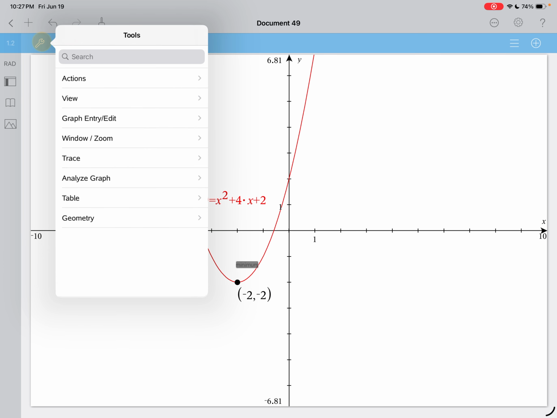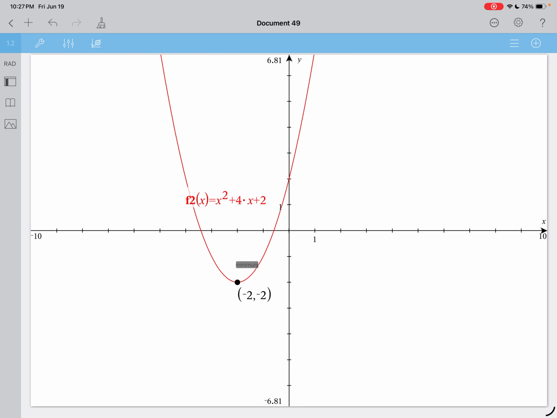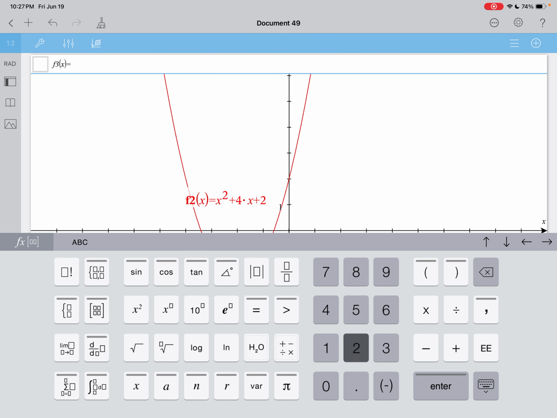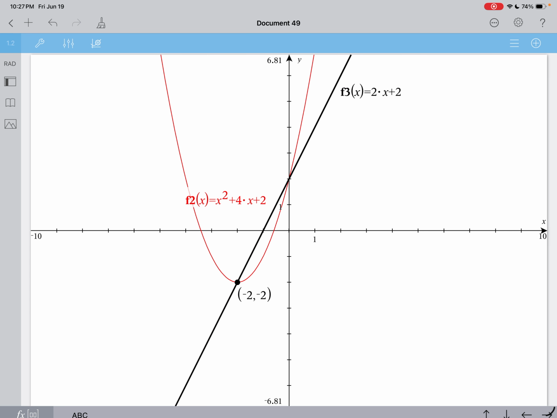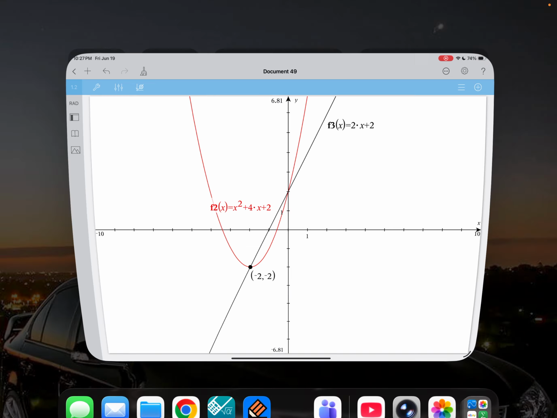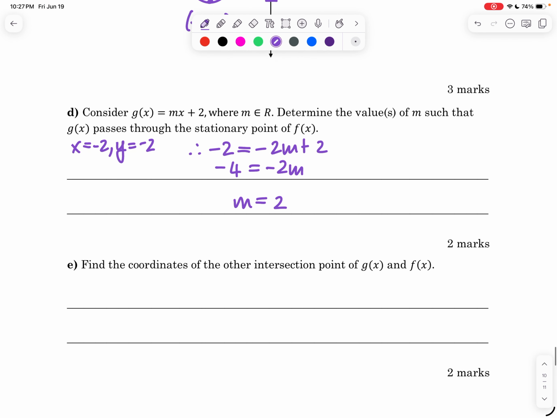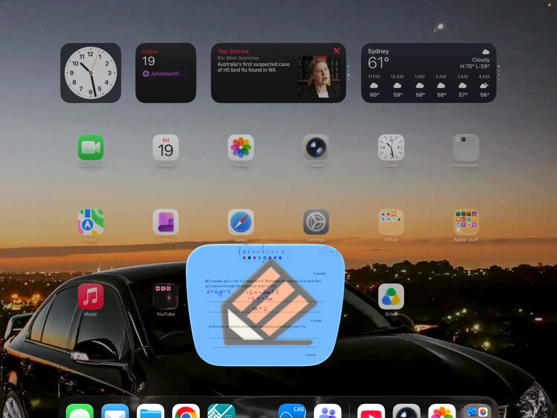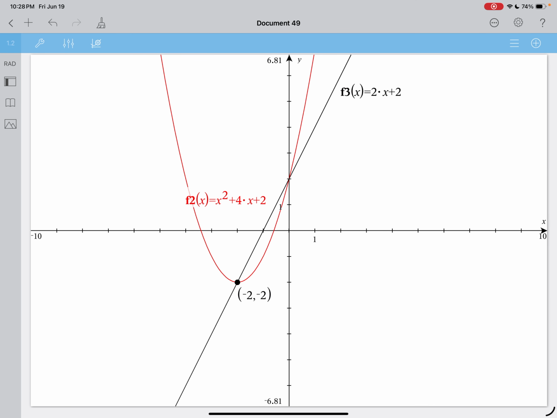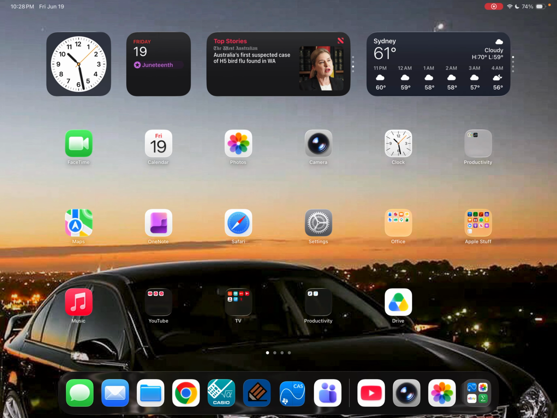So if we say 2x plus 2, go up here and have a look. Go down, 2x plus 2. You can see that goes through that stationary point. Find the coordinates of the other point of intersection of f of x and g of x. Well, it's pretty clear. 0, 2.